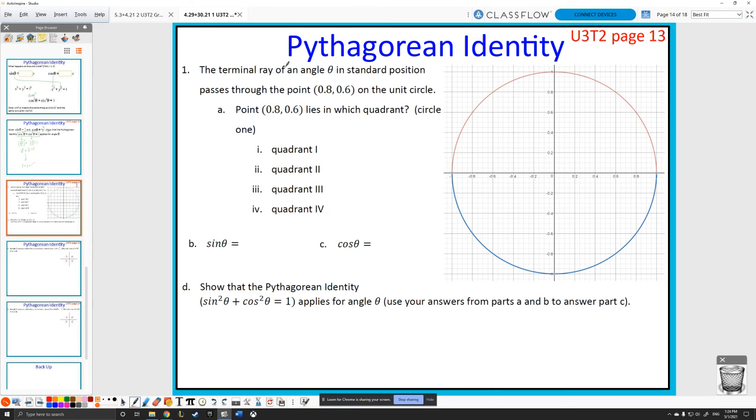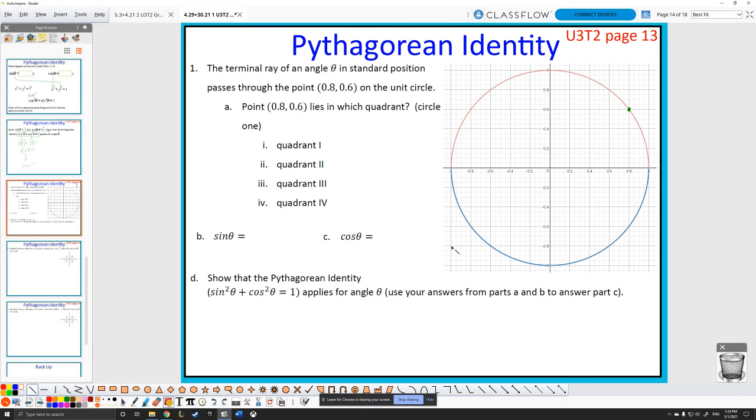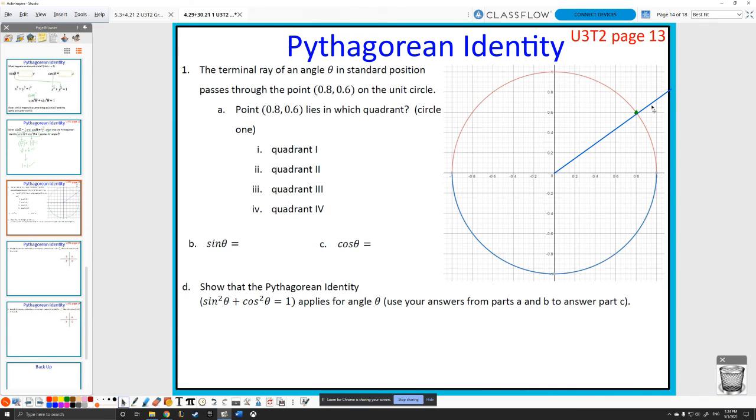Now, terminal ray of an angle in center position passes through the point 0.8, 0.6. So they're just telling us the information here. Again, if you're not sure what some of these words mean, terminal ray is a ray that goes through, and in center position means from the origin or 0, 0, and it goes through like so. Oh, jeez. Okay, just missed it. All right, cool.